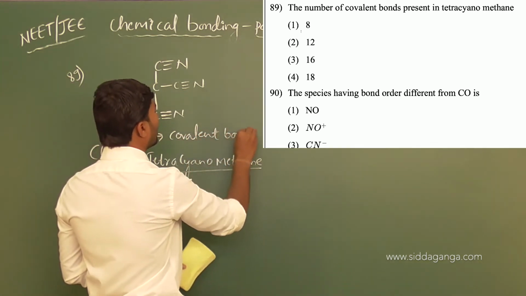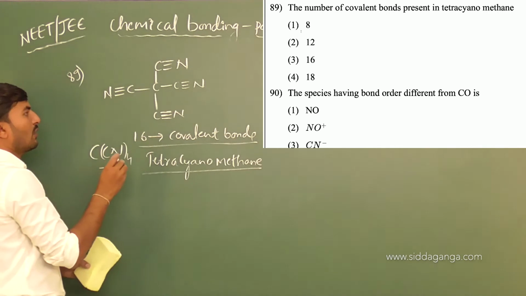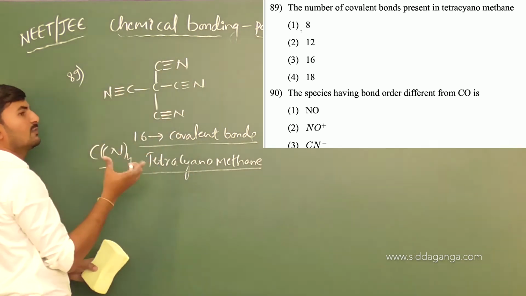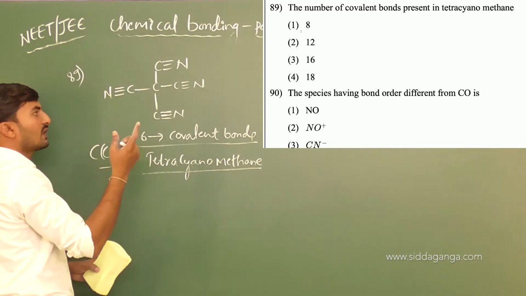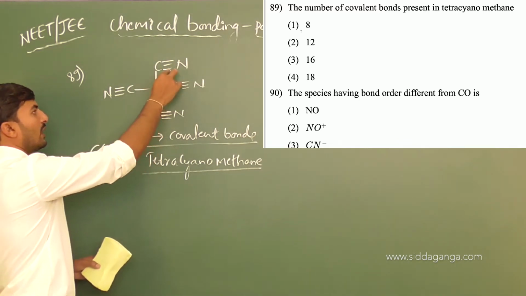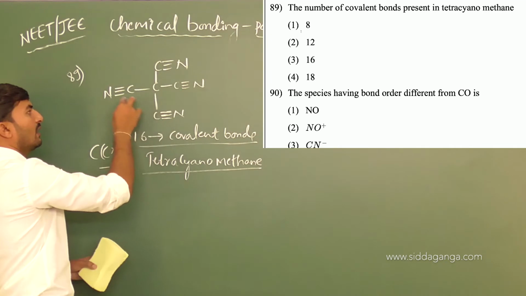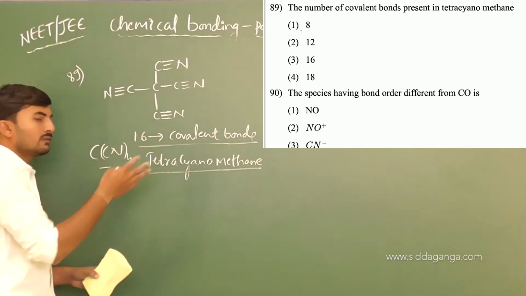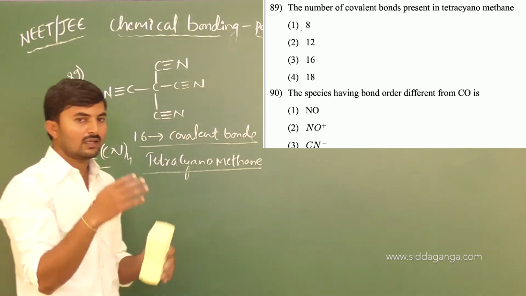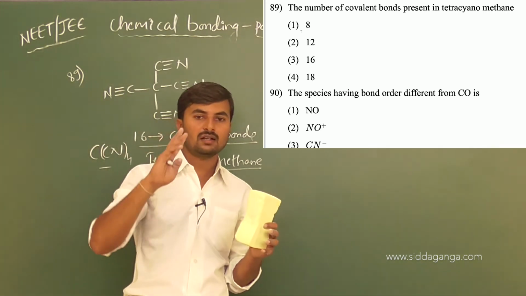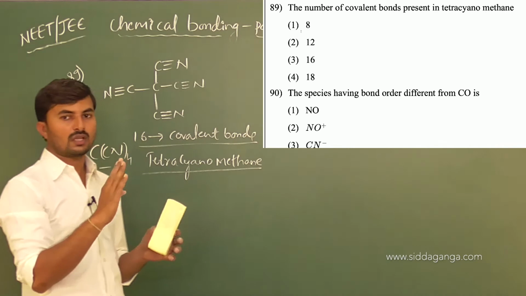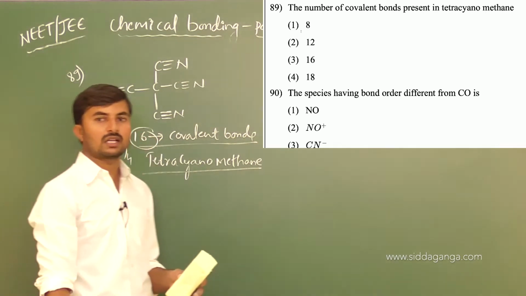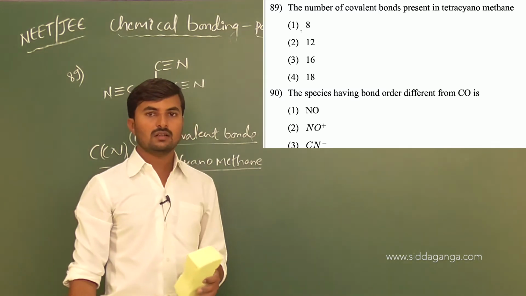If they ask about pi bonds, how many pi bonds are there here? 2, 4, 6, 8. 8 pi bonds. How many sigma bonds are there here? 4, 5, 6, 7, 8 sigma bonds. 8 sigma bonds are there. Like this we can solve the different questions regarding the number of sigma, number of pi, or number of covalent bonds. Okay, which is the correct option here? 16. That means option 3 will be the right one. Okay, is it clear? Yes.